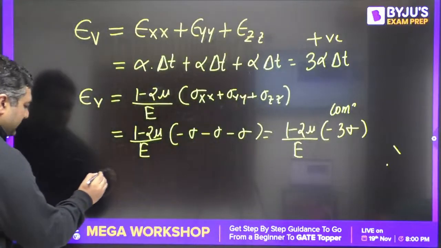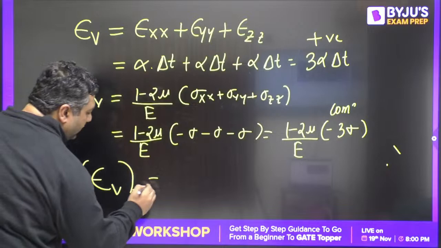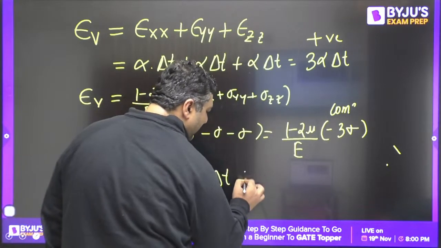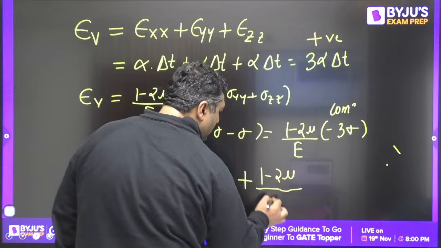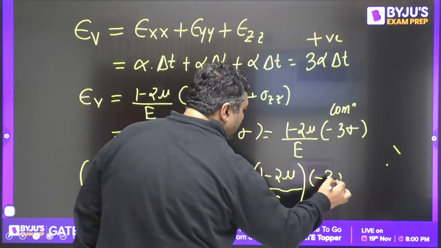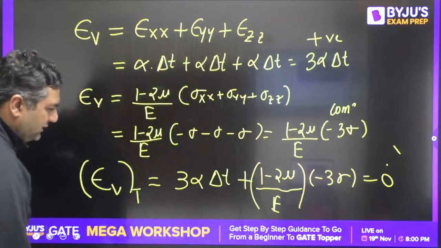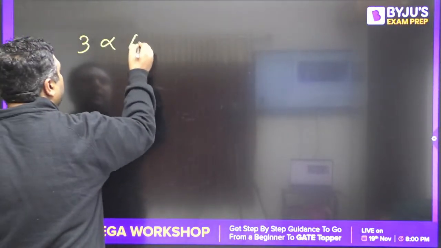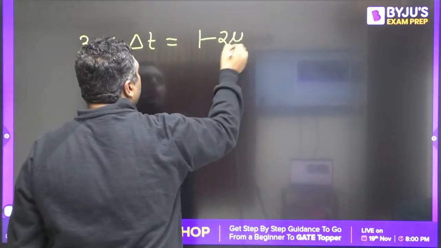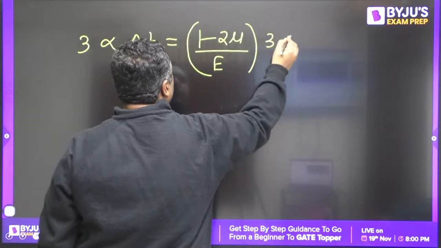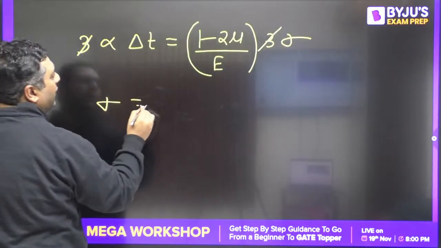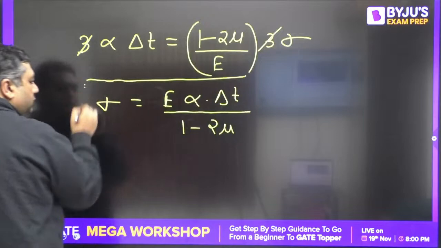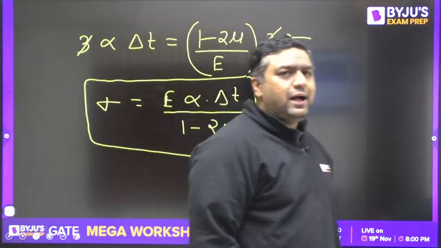So when you say net volumetric strain is 0, that is the summation of both: 3 alpha delta T plus 1 minus 2 mu upon E into minus 3 sigma equals 0. When you do this, the negative term goes to the other side and we have 3 alpha delta T equals 1 minus 2 mu upon E into 3 times sigma. The 3 will get cancelled out and sigma will be E alpha delta T by 1 minus 2 mu. This would be the value of the stress. I hope you are getting it.